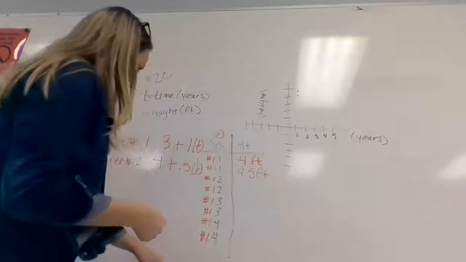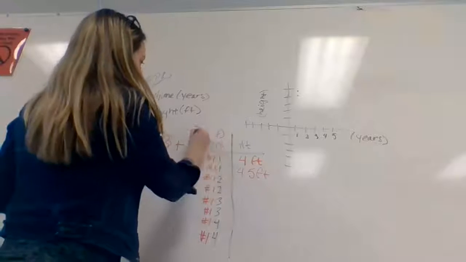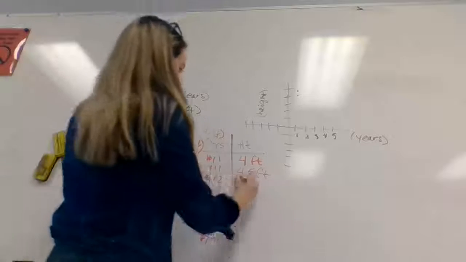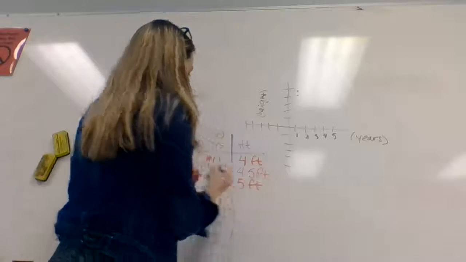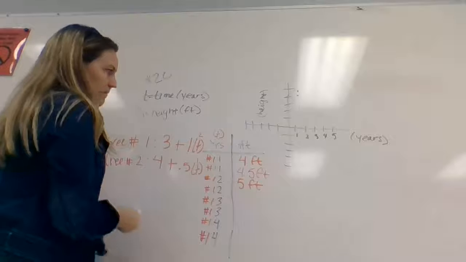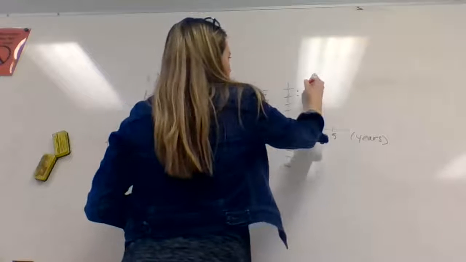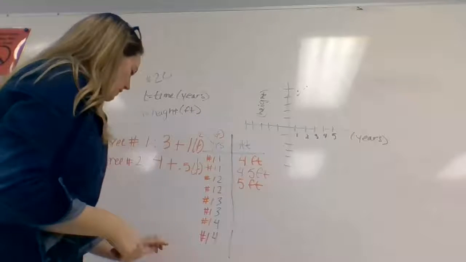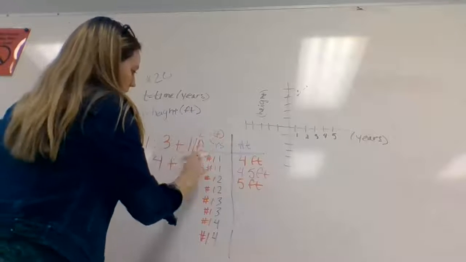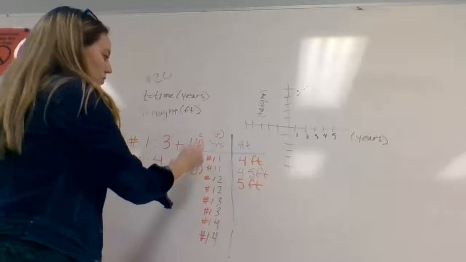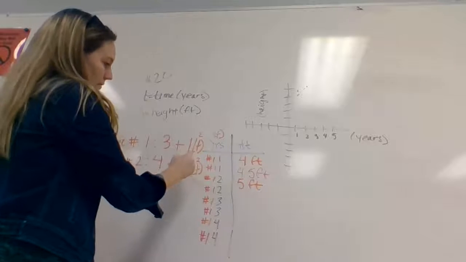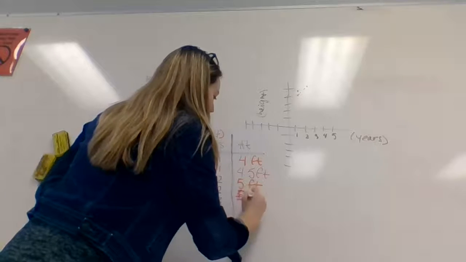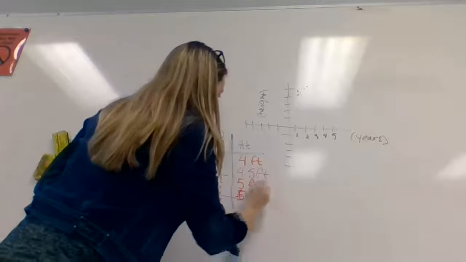So let's plug in our 2 here. If we plug in 2, 1 times 2 gives me 2 plus 3 is 5 feet for this one. So at 2 years, this one's going to be 5. So I have a line starting there. And then if I plug in my 2 here, 2 times 0.5 gives me 1 plus 4 gives me 5. So I've actually already found where they're going to be the same.